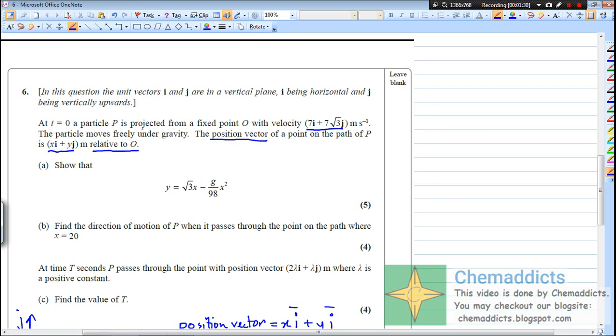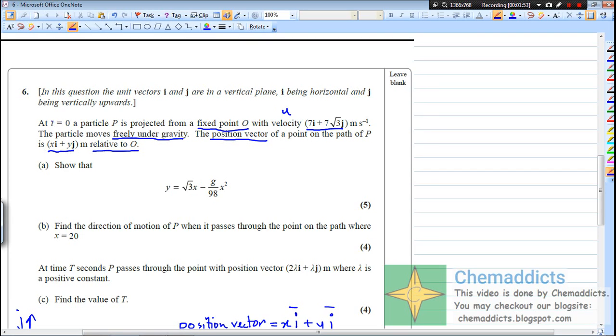So here the fixed point would be O. This should be the initial velocity, in meters per second. The particle is moving freely under gravity. This is another piece of information. The position vector of a point on the path of P is this, relative to O.